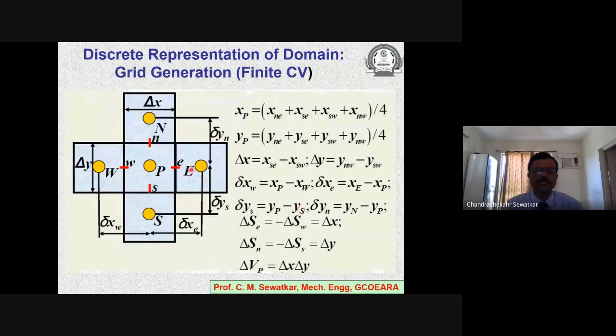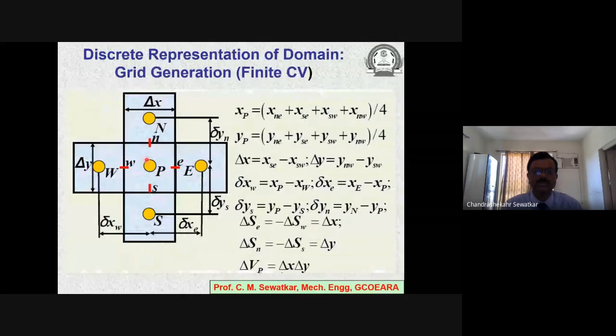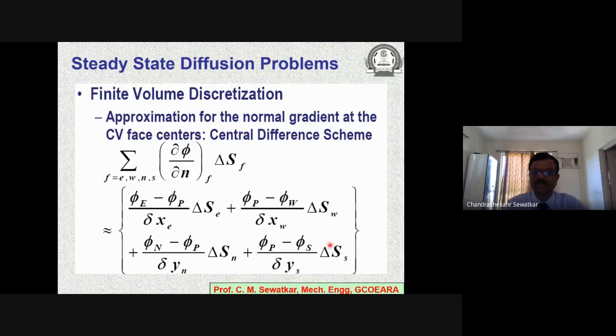Next, for the north face, it is phi capital N minus phi capital P divided by the distance between the two, that is delta yn, multiplied by this area, that is delta Sn. And this is the next term. Similarly, the last term is phi capital P minus phi capital S divided by the distance between the two, that is delta ys, and multiplied by the area. So that is phi p minus phi s divided by delta ys into delta s.